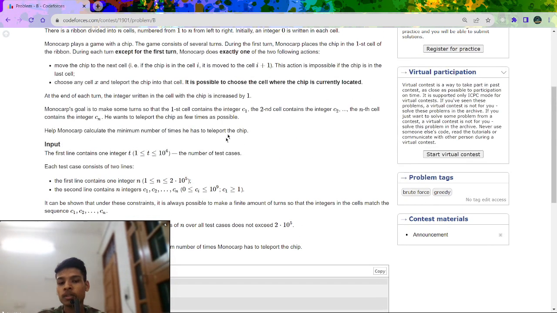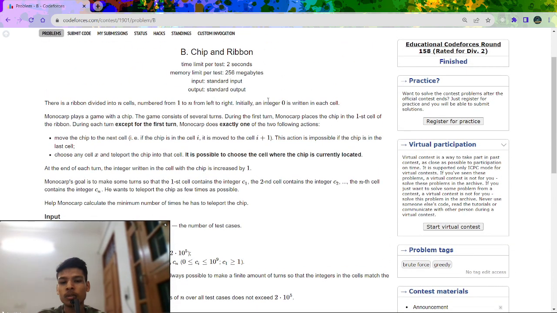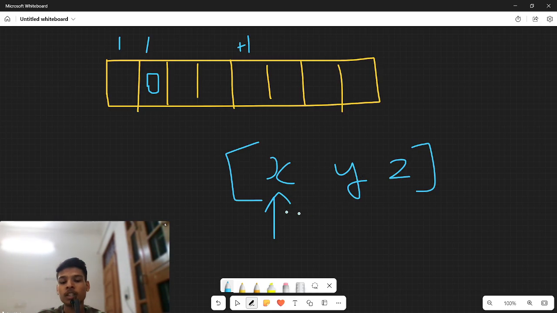First of all, I will place my chip at the first position only. It is a rule, right? You can see the chip at the first position of the ribbon. I will simply place my chip here. You can see I cannot return back here at any time.